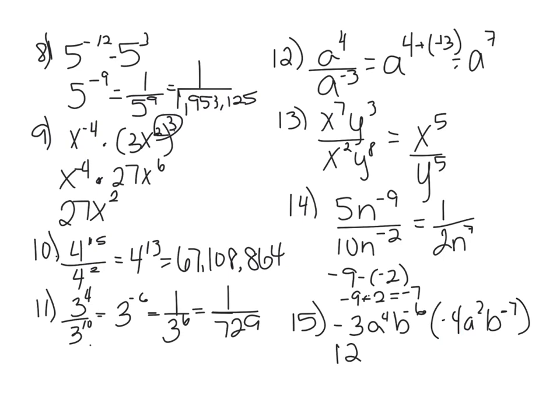I'm going to multiply my a's, a to the 4th times a squared, add my exponents, so I get a to the 6th, and I get b to the negative 6 times b to the negative 7, so I get b to the negative 13, and that ends up in the denominator, so I have 12a to the 6th over b to the positive 13.